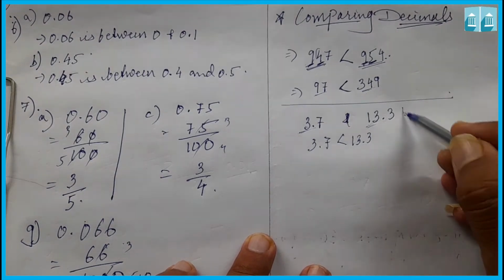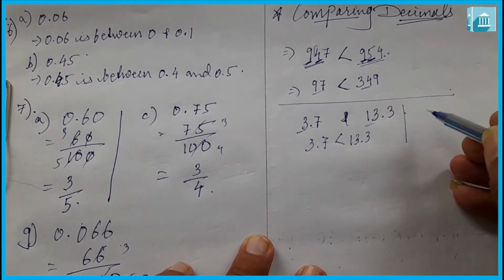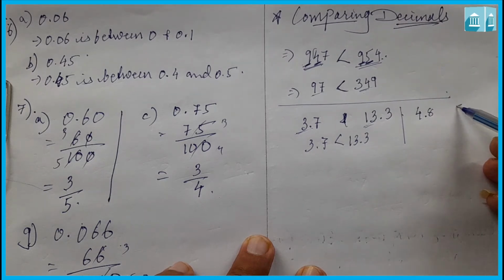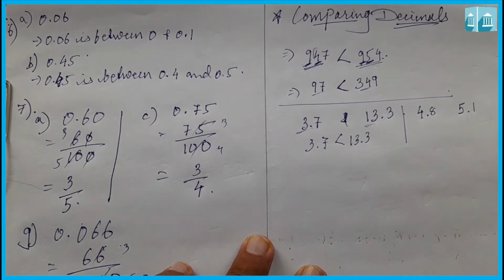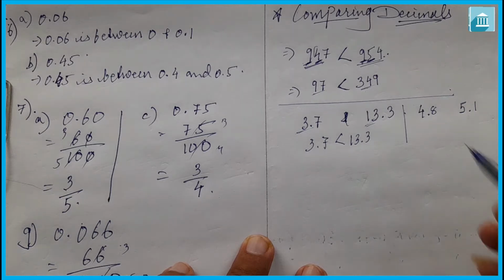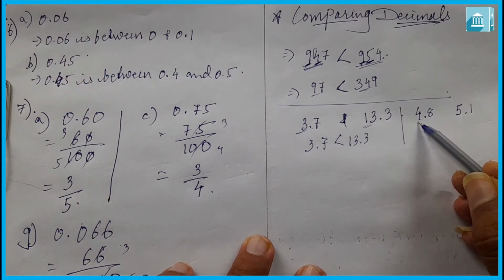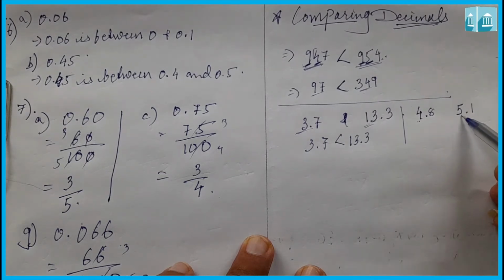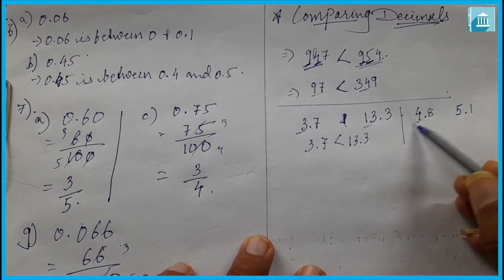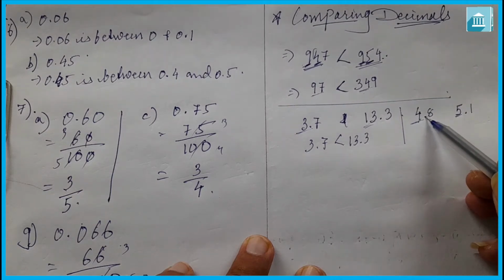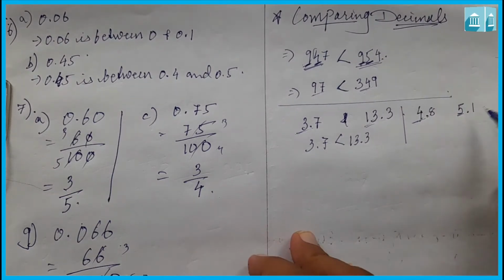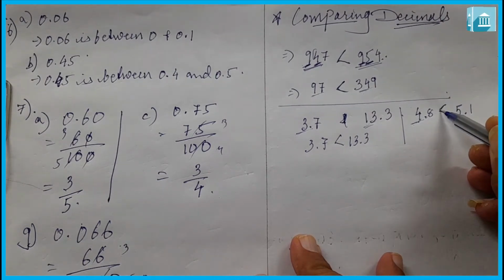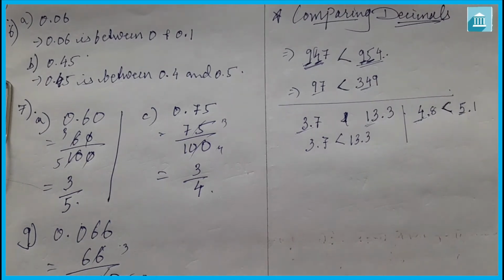Next, suppose the numbers are 4.8 and 5.1. Here the digit in the ones place is 4 in one, and 5 in the other. So we can say that 4.8 is less than 5.1.